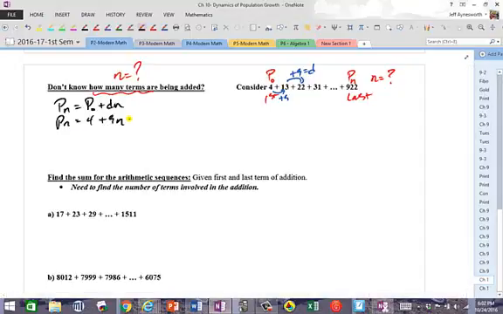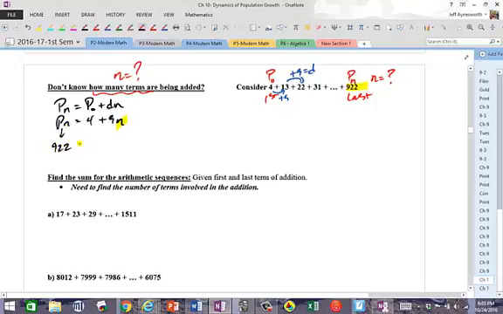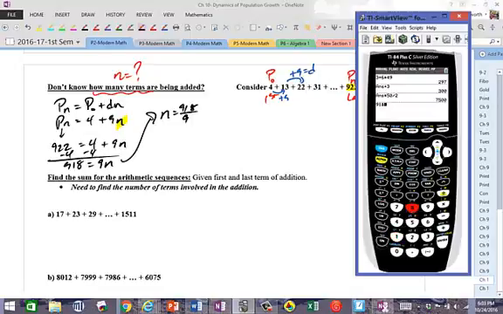But the question is, what's n? I need to know that. And guess what? I know that p sub n is 922, so I can figure that out. I'm going to substitute that in. I know the nth population is 922. That's equal to 4 plus 9n. If you solve for it, you get 918 is equal to 9n. And if you divide, n is equal to 918 divided by 9. Okay, so what is that? Look at that, it's 102. So n is equal to 102.